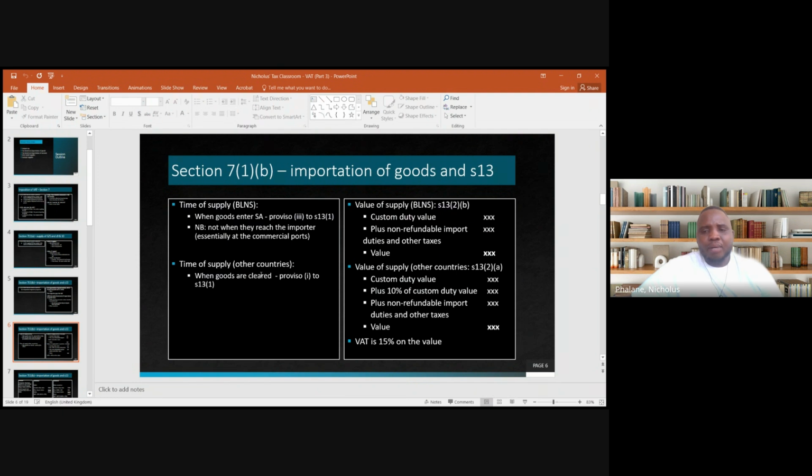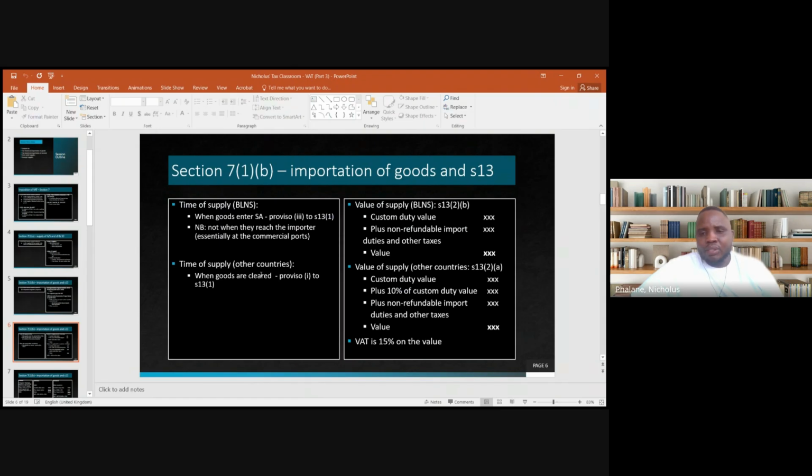Then what is the value of supply? When we look at BLNS, and there is a section reference there, when you go to the legislation, it is not put in this manner. You need to read and understand what is said there in words, but those words can simply be summarized as follows. The value of supply is the customs duty value plus non-refundable import duties and other taxes, right? Then that is your value of supply.